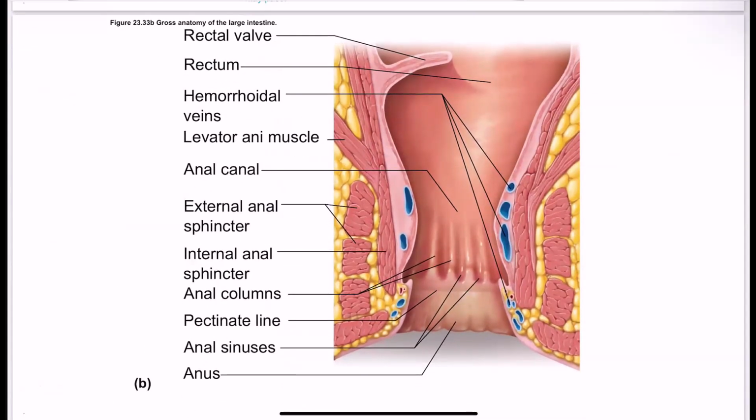The last picture in this slide set is just zooming in more on the last part of the large intestine. You can see some of those a little bit closer, the external anal sphincter, and then the internal one.